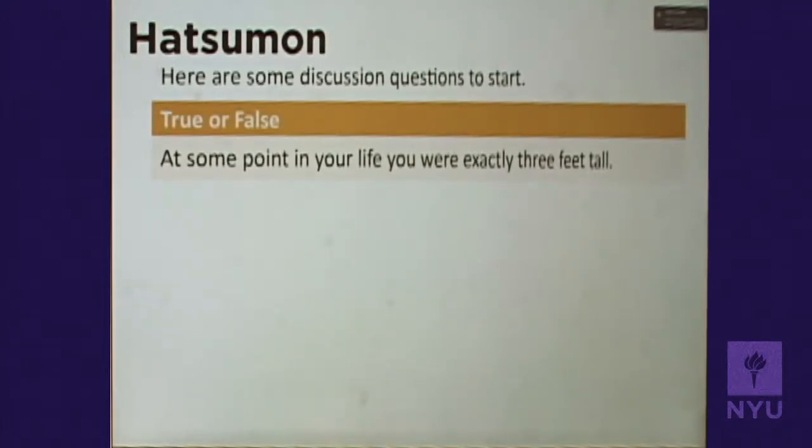Now I want to launch into today's discussion with a few questions for you to ponder. Here's a question. At some point in your life, you were exactly 3 feet tall. That's a true or false question for you to ponder for a bit. And let's think about reasons we might decide that that question was true or false. How could it be false?